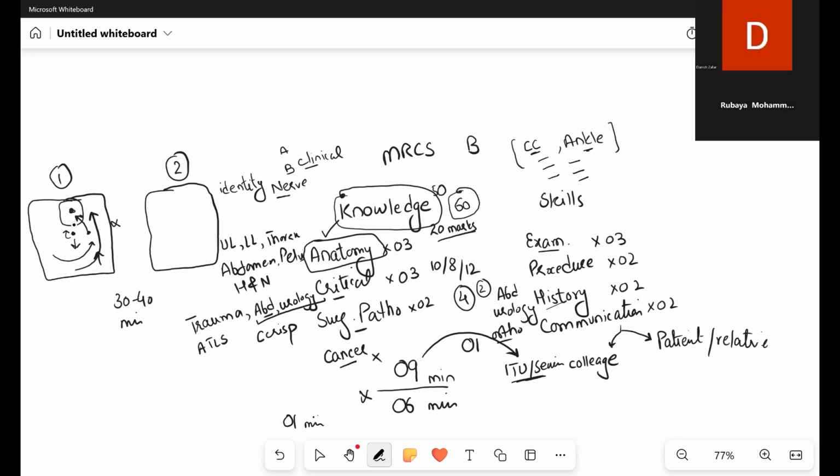Now there will be random stations. There is no set pattern that there will be a knowledge station and then a skill station. The stations will be random. The first station could be abdominal anatomy, the next station could be history, and then the next station could be pathology. So that's the one thing that you have to practice and keep your mind fresh on the exam day.